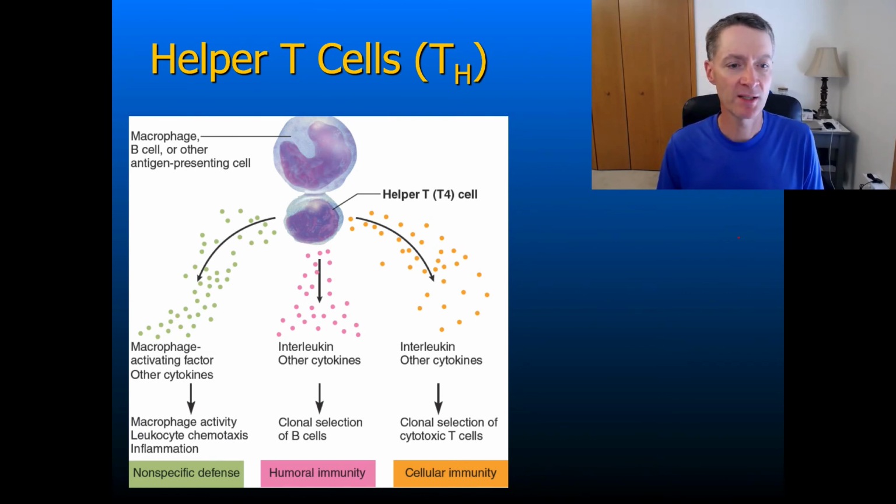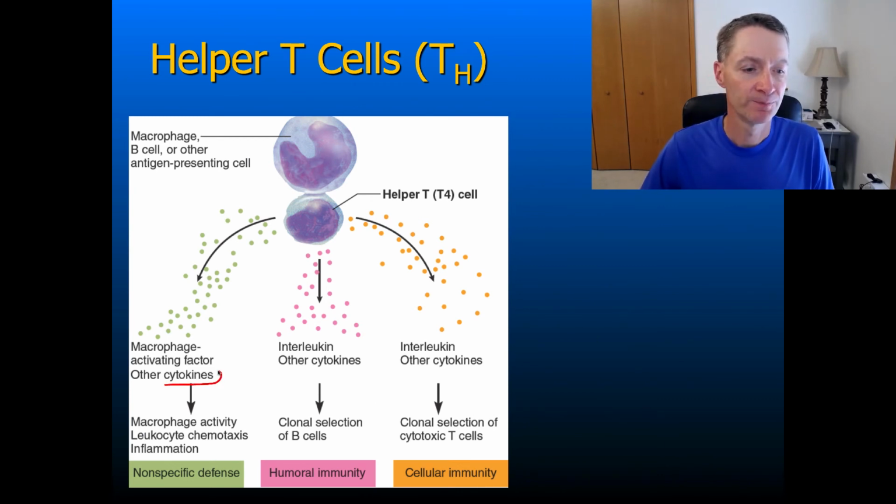The helper T cells can communicate. They use cytokines, or interleukins, they will call them sometimes. Interleukins, I always like that better. That word interleukin is between white blood cells, right? Inter for between, leukin for white blood cells. And they can use this to talk to non-specific side of the immune system, the humoral side when it comes to antibody production, and the cellular side.